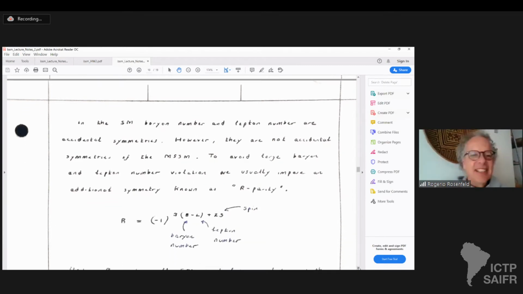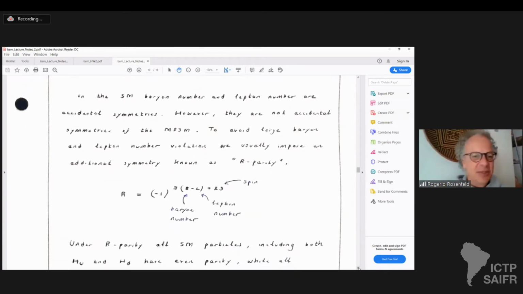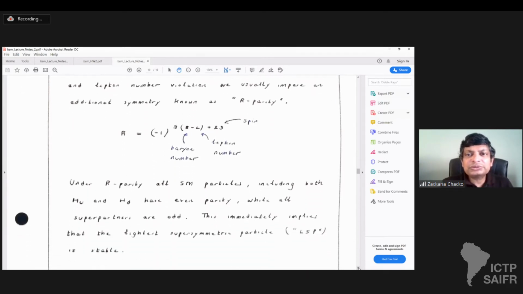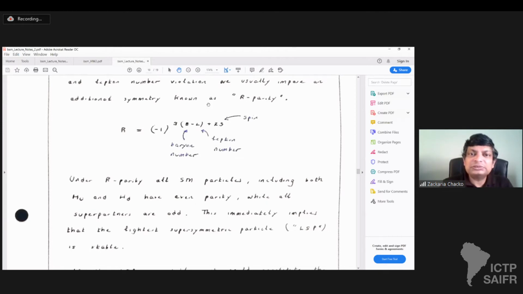Okay, Chacko, just move on. Thank you. All right. So in the standard model, baryon number and lepton number are accidental symmetries, and we discussed this at some length. However, they are not accidental symmetries of the MSSM. So to avoid large baryon and lepton number violation, we usually impose an additional symmetry known as R parity.